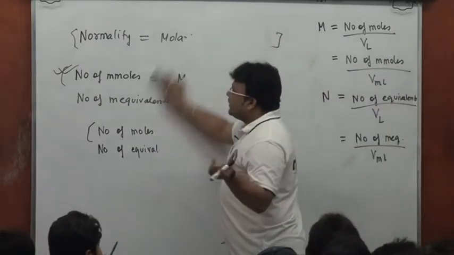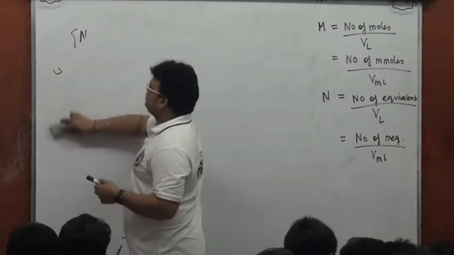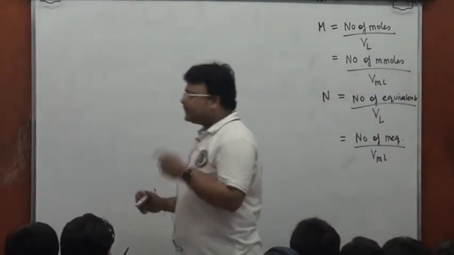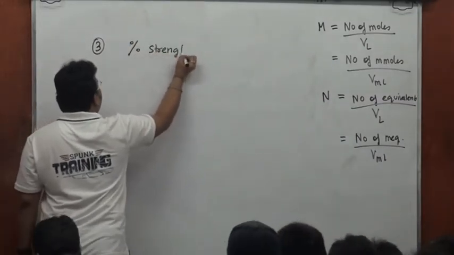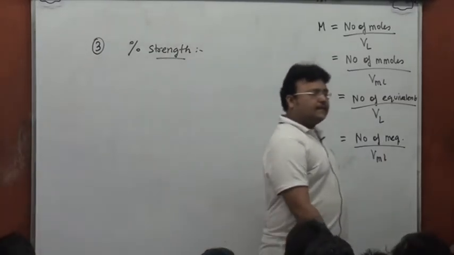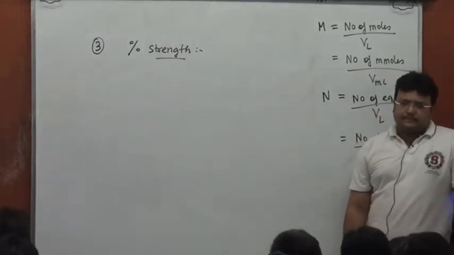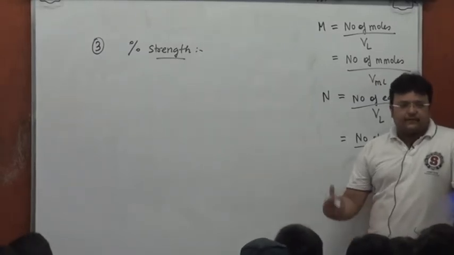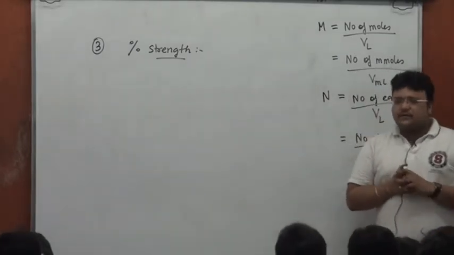Now we'll see the application front, as I told you. For the time being, after normality and molarity, the third unit which comes to mind is going to be percent strength. Now who will define it for me? What do you mean by percentage strength? So many times you'll find 10% H2SO4, 20% NaOH. What will that mean?